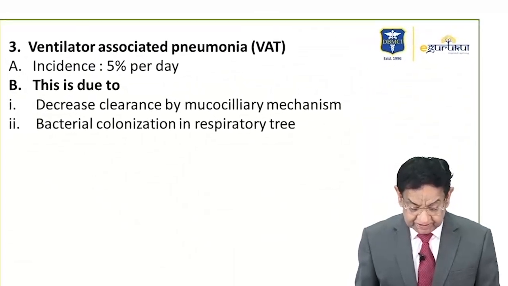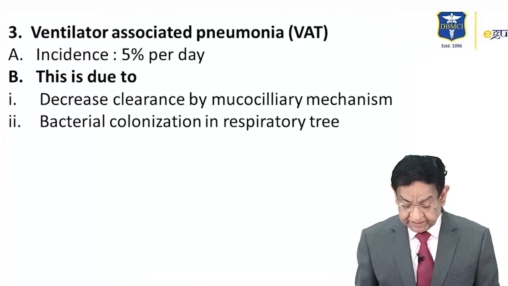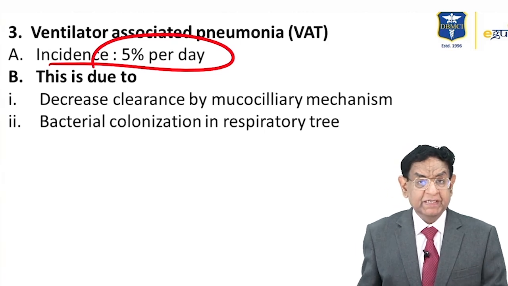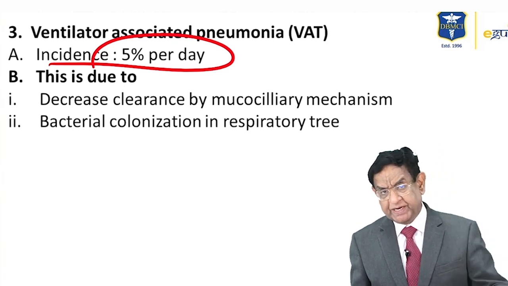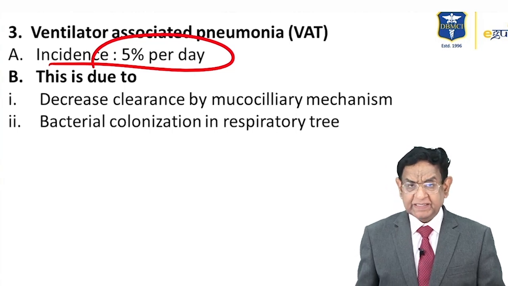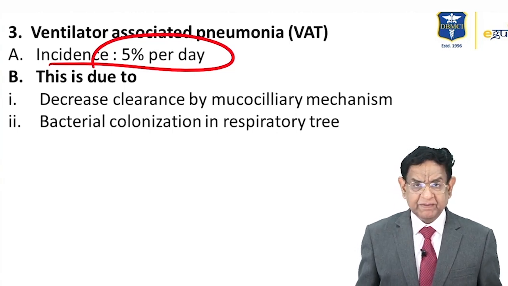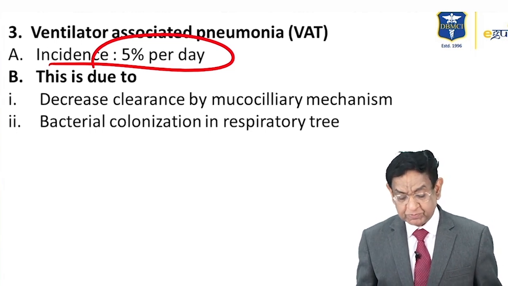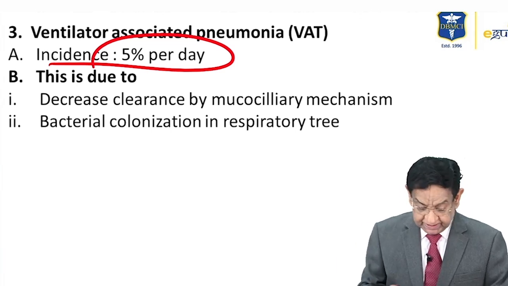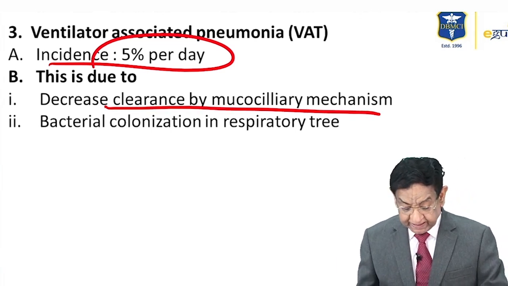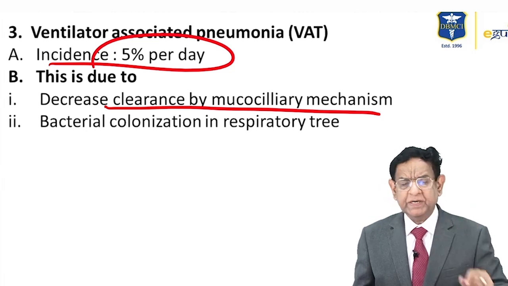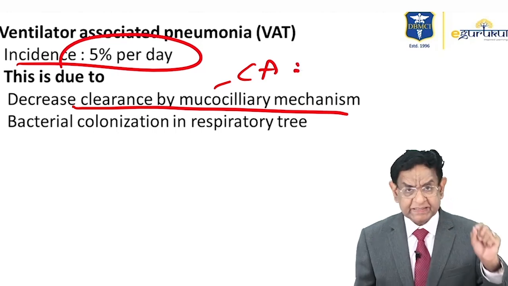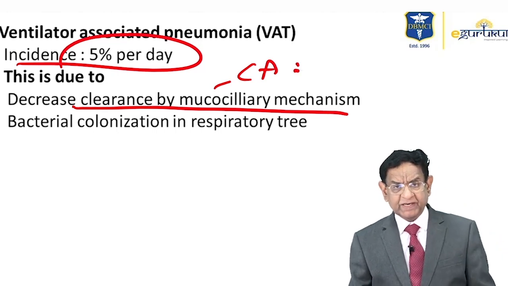Now we have one more special situation, so-called ventilator-associated pneumonia, VAP. It is 5% per day. Oh, a huge percentage. What do you mean by this? The patient has been intubated. He is on a ventilator, and they can develop a lot of inflammation in the lung parenchyma, 5% per day. So that may produce a lot of problems. So let us see why they develop. Decreased clearance by the mucociliary mechanism is a very important condition which predisposes to pneumonia.